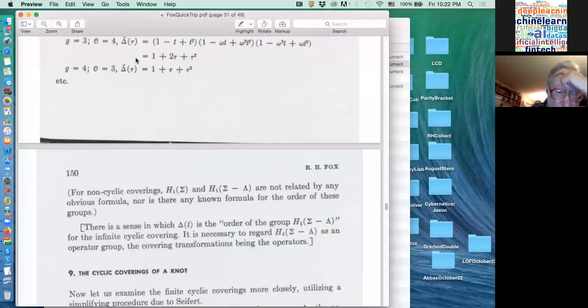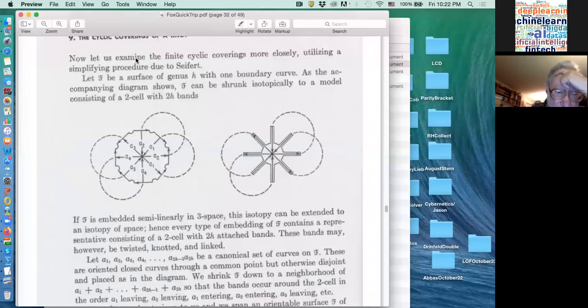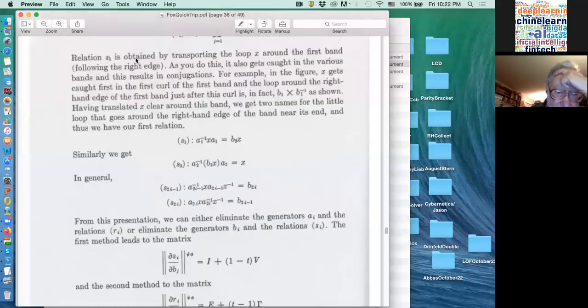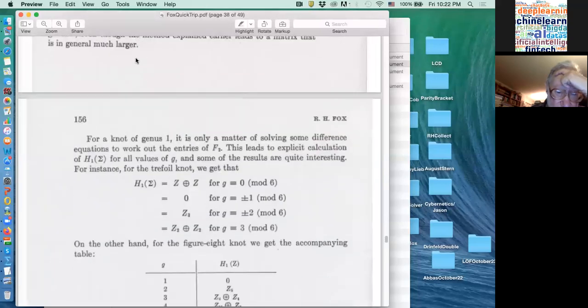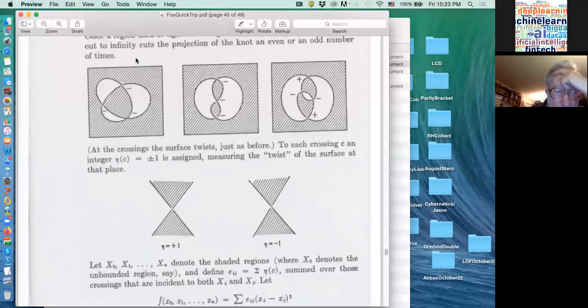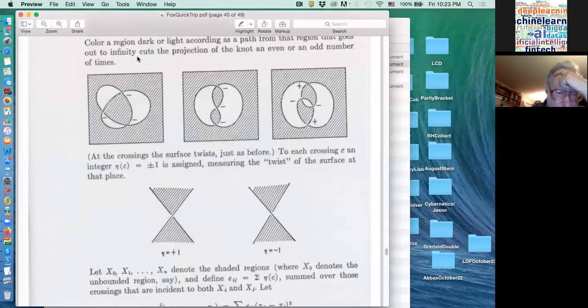And what else is in the paper? Cyclic coverings are a particular kind of covering. And then some group theory about the covering spaces. And then some material about the checkerboard coloring of knot diagrams in relation to their invariants and in relation to the coverings.